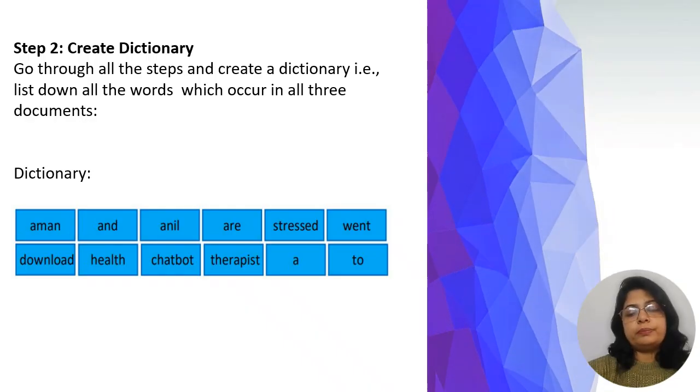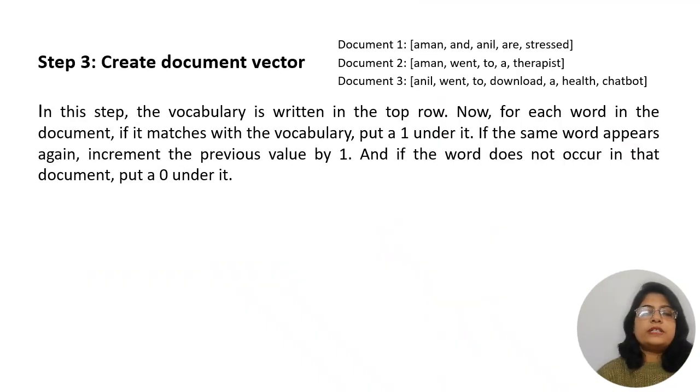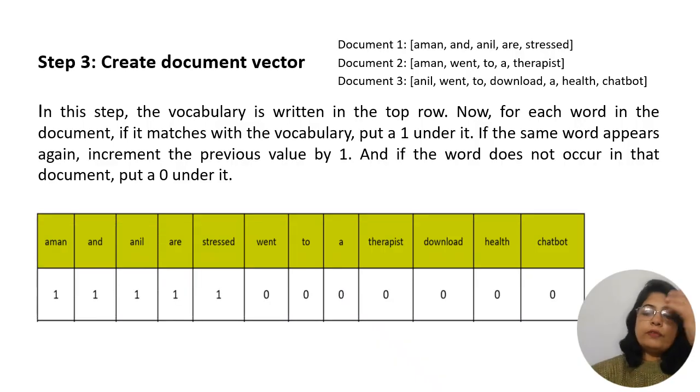Proceeding to the third step. Okay, so in step 3, we create the document vector. Now, what is a document vector? In the document vector, we write how many times each word occurs in a document. So first you have to write down all the different words of the dictionary again. This is our dictionary at the top. And if you look at document 1, this is the document vector for document 1.